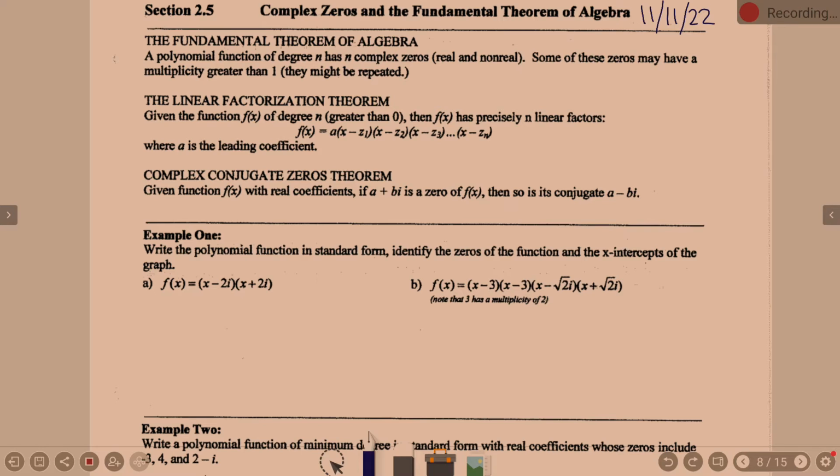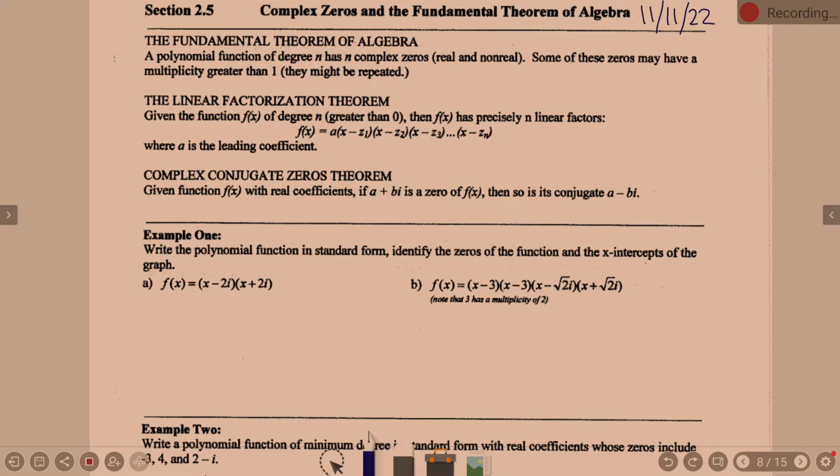Notice it does say complex zeros. I think Connor pointed out earlier he saw imaginary numbers. When we talk about complex numbers, remember complex numbers include imaginaries. Real numbers are everything except your imaginaries. Imaginaries, we call those the complex numbers. So complex zeros, fundamental theorem of algebra.